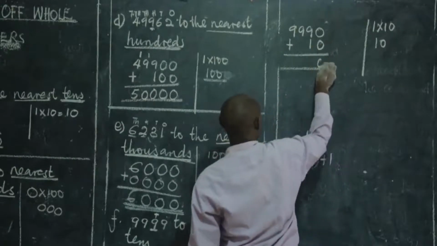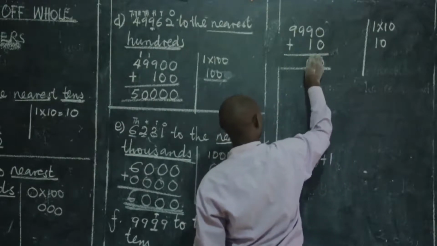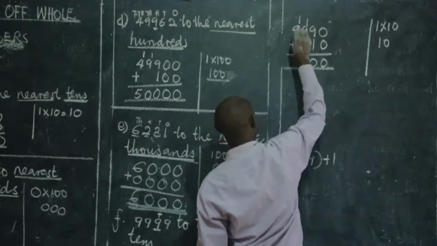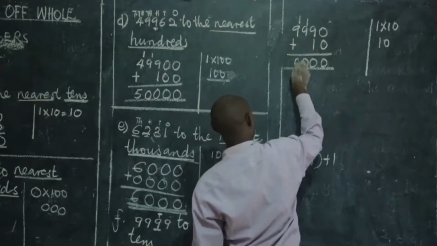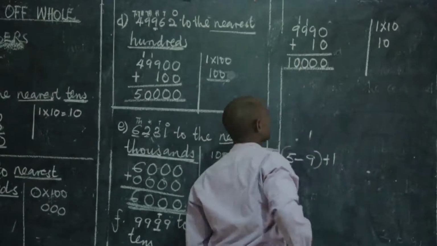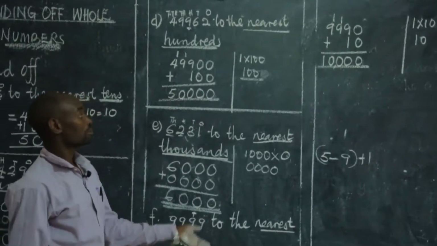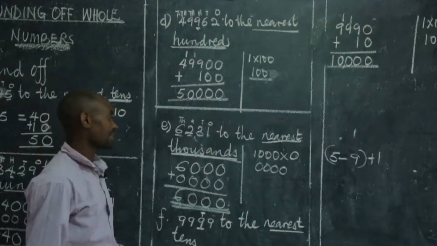0 plus 0, 0. 9 plus 1, 10. Carry 1. 1 plus 9, 10. Carry 1. 1 plus 9, 10. So when we round off that number to the nearest tens, we are going to end up by getting 10,000.